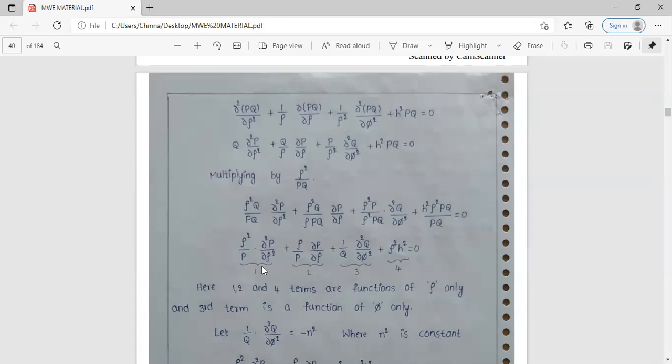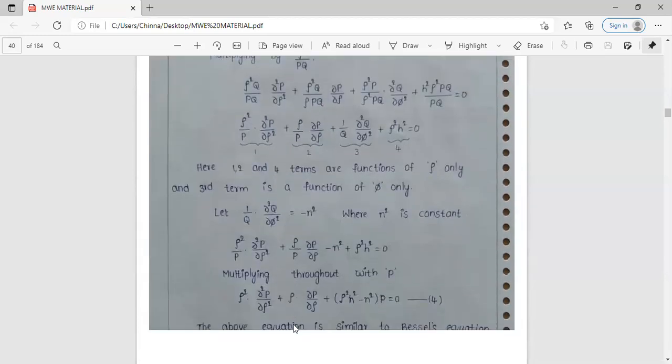So this is the first term, this is the second term, and third and fourth terms. Whenever the four terms are obtained, that is equal to 0. Here the 1st, 2nd and 4th terms are functions of rho. In the fourth term also there is no Q. So 1, 2, 4 will be functions of the rho term. Rho is in the representation of the function, Q is not there. So the third term is a function of phi only.